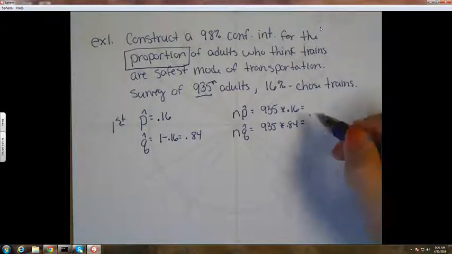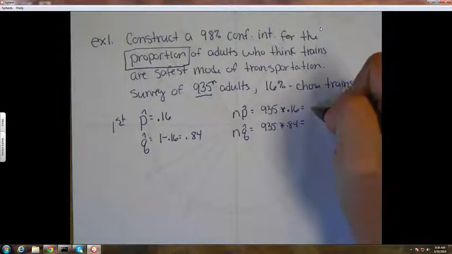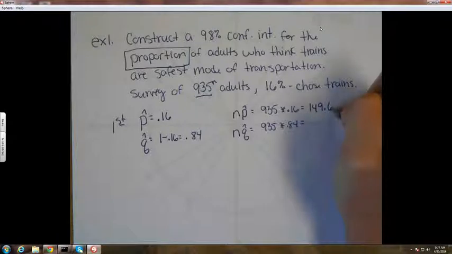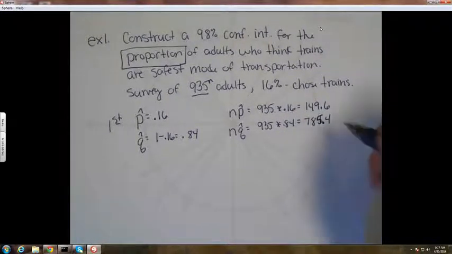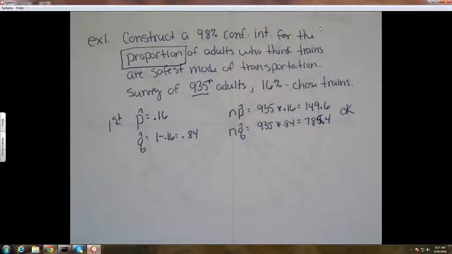What is 16% of 935? 149.6? And q hat? 785.4. Very good. Okay, are we okay to move on? They're both greater than 5. If one of those was less than 5, we'd say can't do, give me another problem. So far so good? Okay, second step is now to find big E.